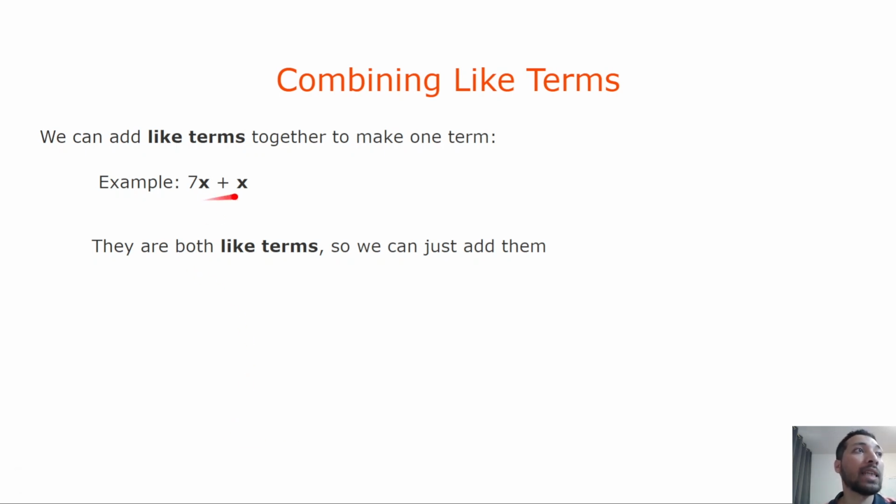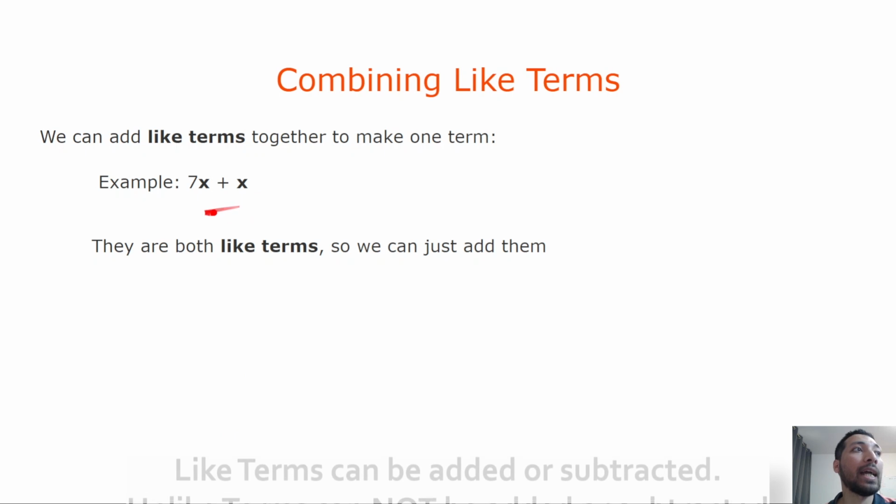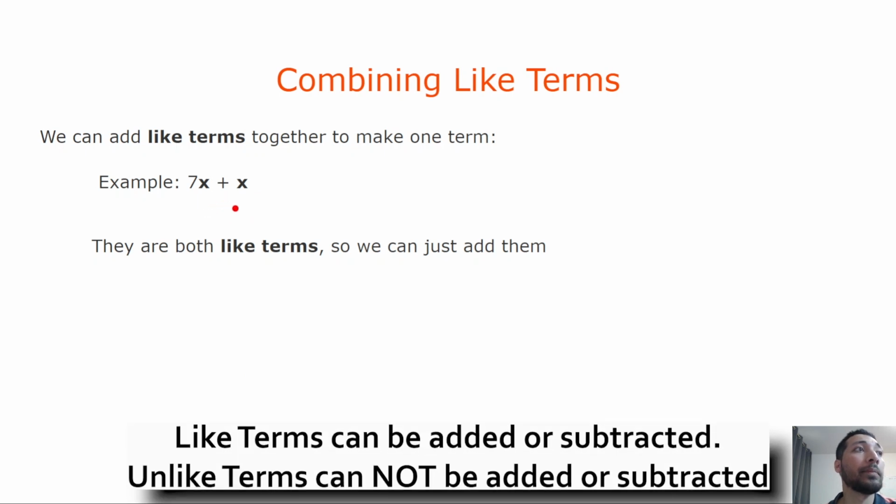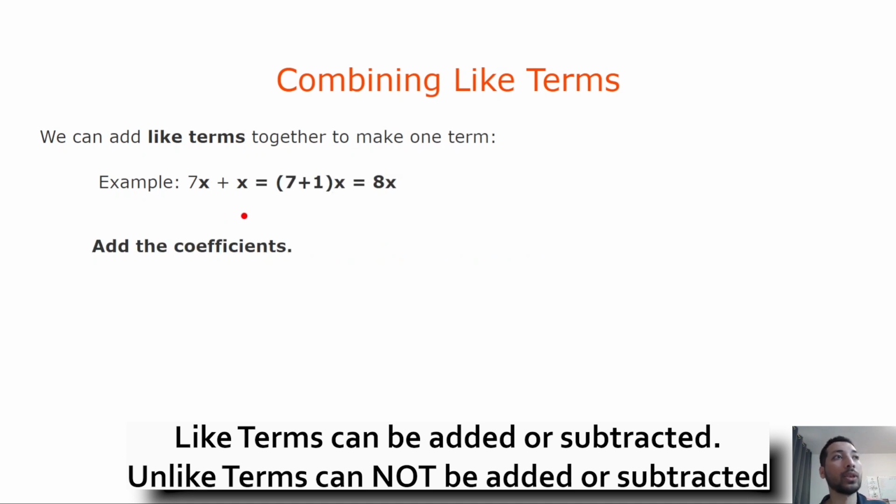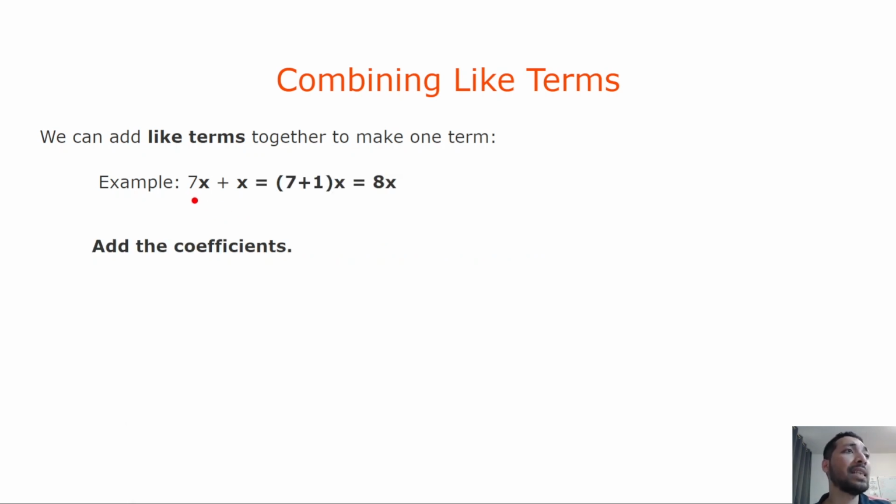For example, 7x and x, we can add these two like terms. But how do you actually add the terms with variables? It's pretty simple. We just add the coefficients. We can see that 7x has 7 as the coefficient and x has the invisible 1 as the coefficient. So we can add 7 plus 1 as 8x. So 7x and x add up to 8x.